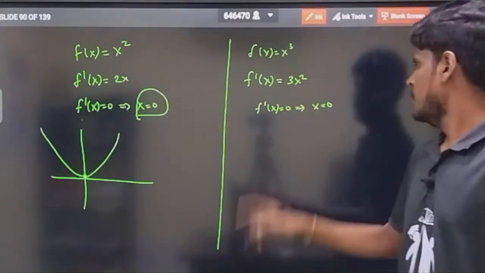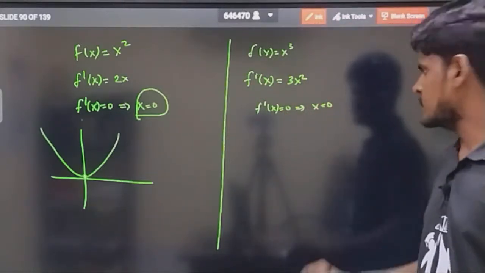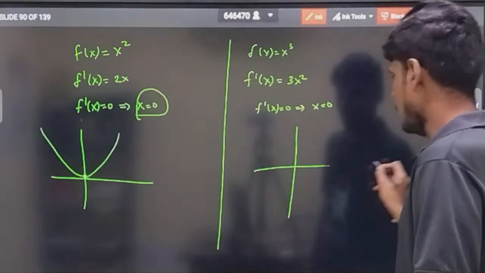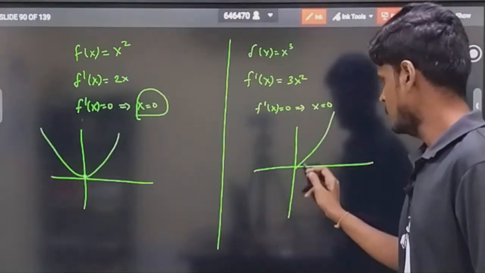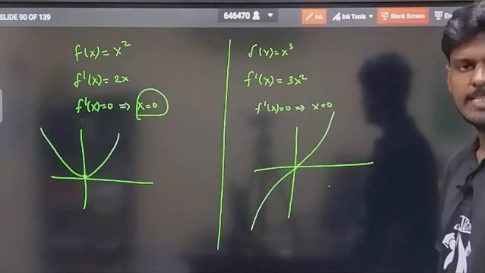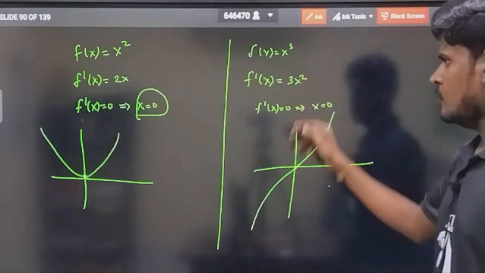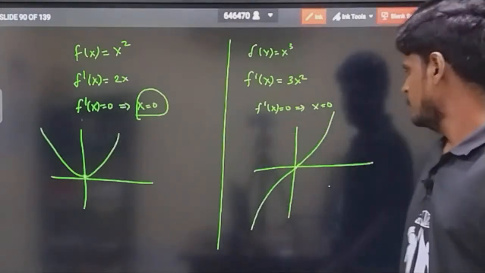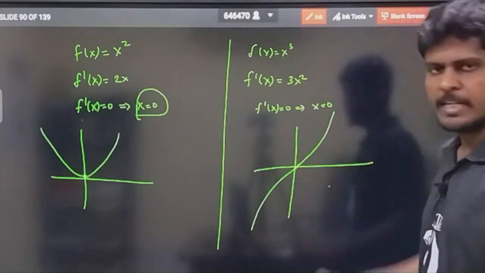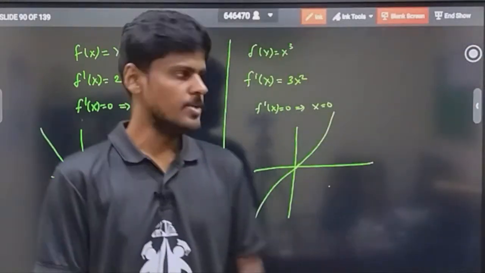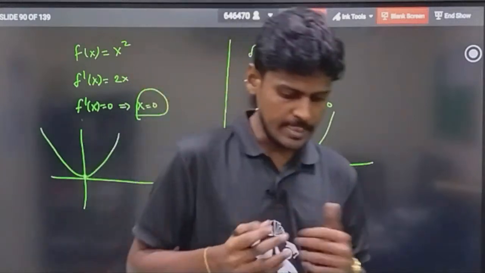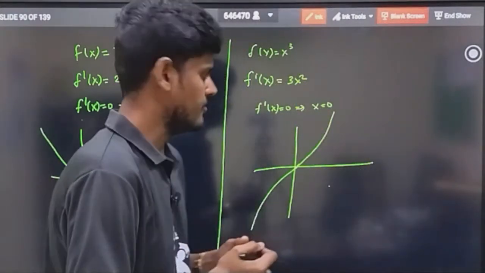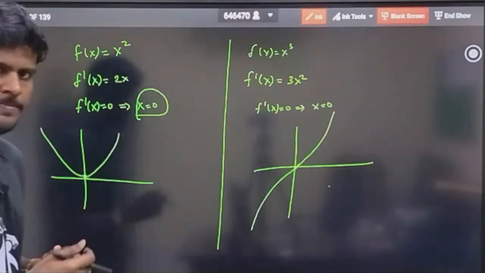What about this case? F dash of x equal to 0 means x equal to 0, and what is the graph of x cube? X cube graph is like this. So what is the minimum and maximum value? This function does not have a minimum or maximum value. Why is that? By looking at the basic definition of minimum or maximum values for f of x, what is the definition?